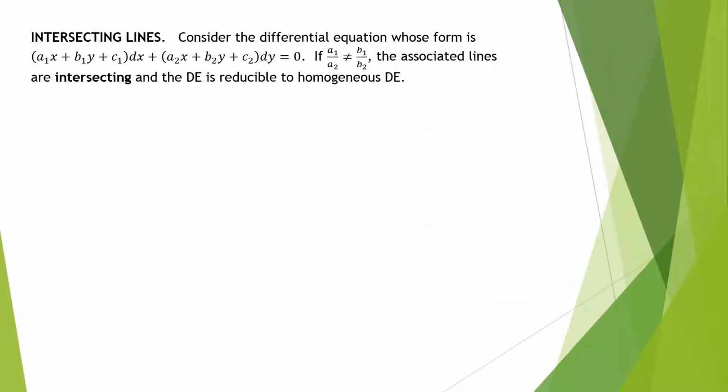Next, when we have intersecting lines, now, before it used to be parallel lines. If the lines do not intersect, then this should be the condition: A1 over A2 is not the same as B1 over B2. And the associated lines are intersecting, and the DE is still reducible to a homogeneous DE.